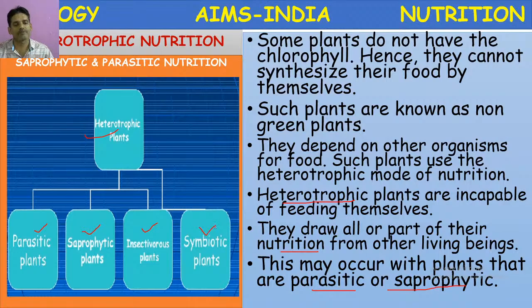Then symbiotic plants, where the plant may depend on another living organism. This is also a heterotrophic nutrition. Two different organisms are involved. In symbiotic nutrition, both the organisms are benefited. It is a symbiotic association, and they are called symbionts. Let us study in detail.